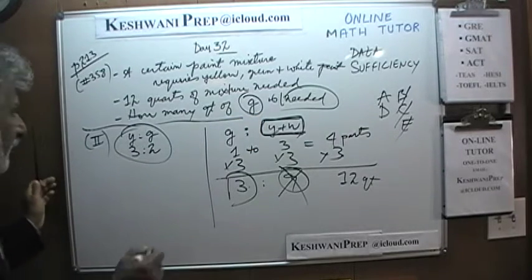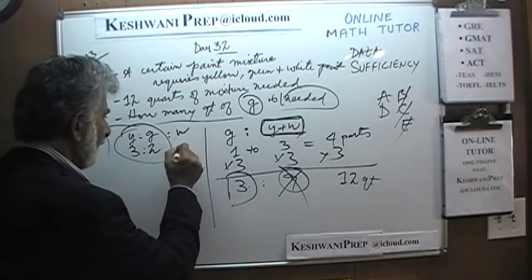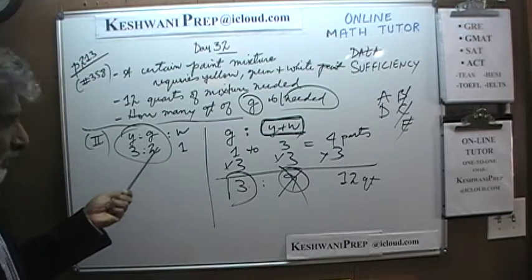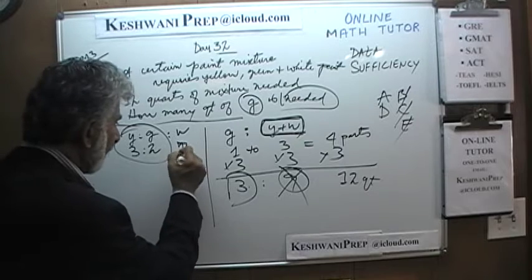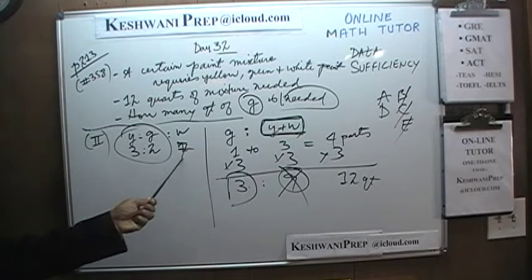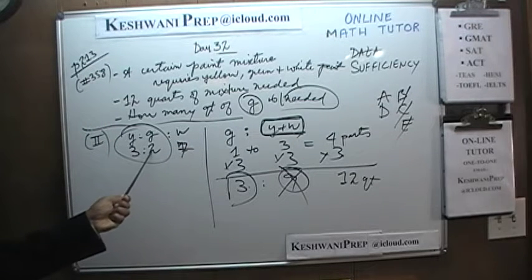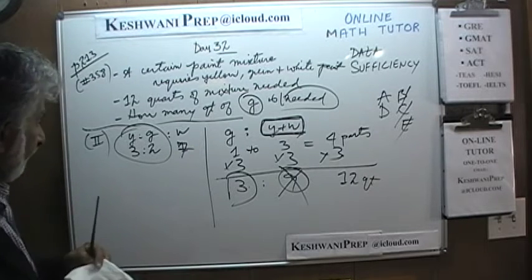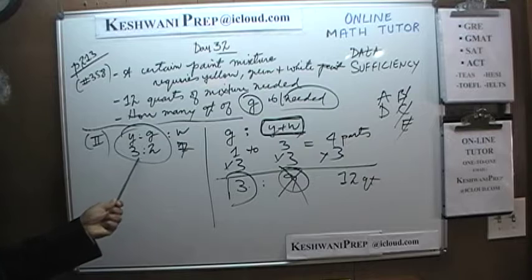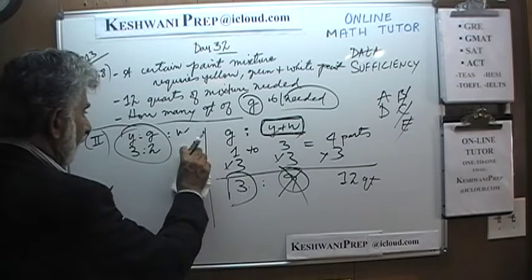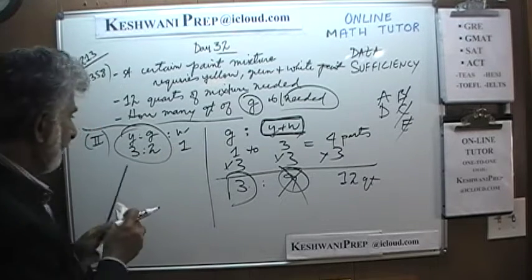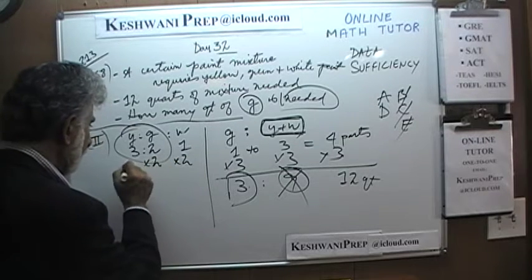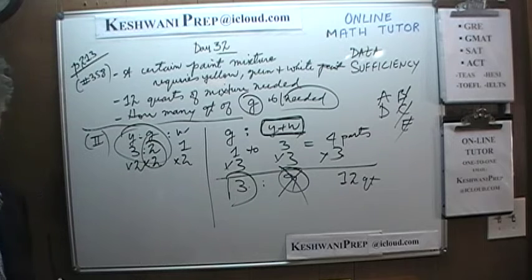Maybe white is not 1, maybe white is 7. In which case, it's already 12, and in this scenario, we'll need only 2 quarts of green. As you can see, that adds up to 12. If white just happens to be 1 part, that only adds up to 6. In which case, to make 12 quarts, we need to multiply everything by 2. In this case, we will need 4 quarts of green.